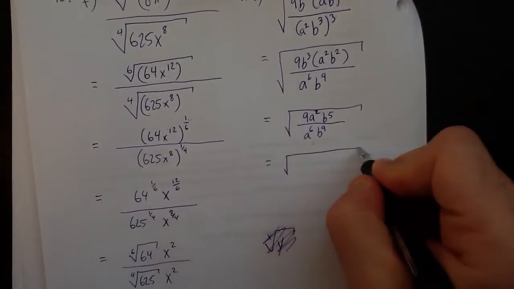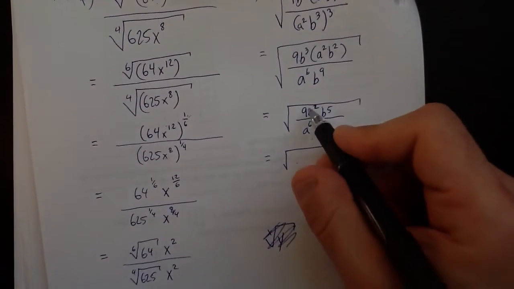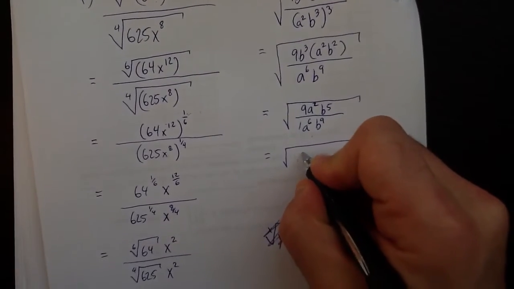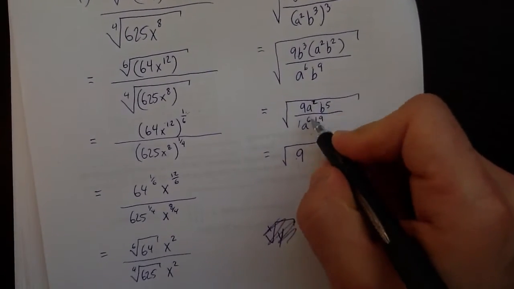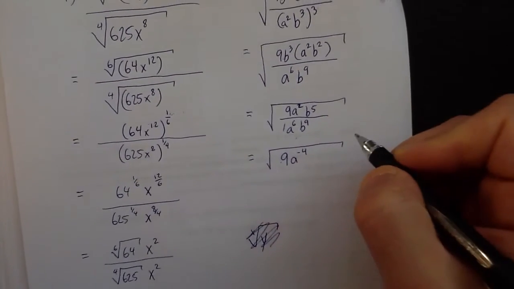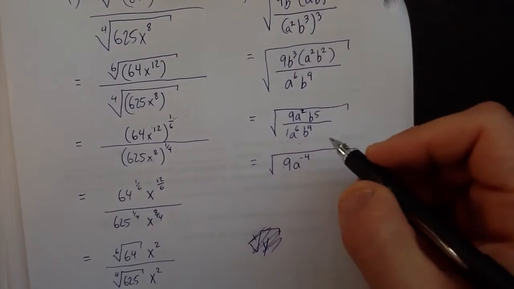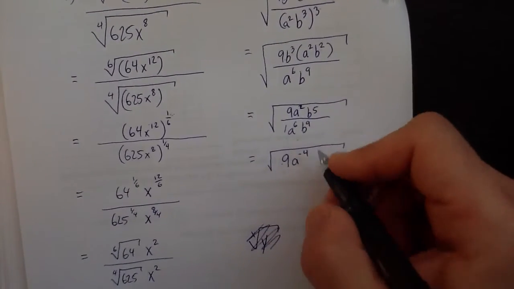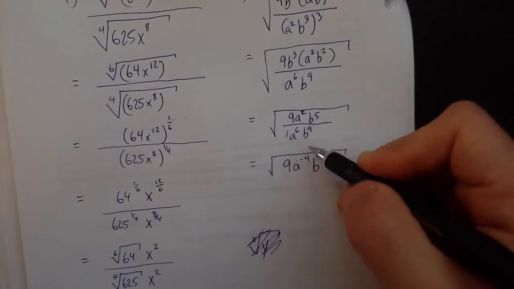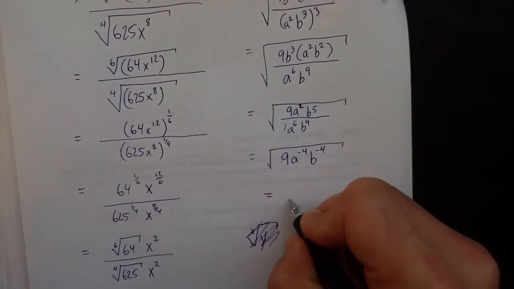Continuing this, this is the square root of, now I'm actually going to do this divided by this. Now this just has a 1 here, so 9 divided by 1 is just 9. A squared divided by a to the power of 6 is a to the power of -4, because that's a division rule, subtract the exponents. And b to the power of 5 divided by b to the power of 9 is b to the power of -4 as well, because that's just a division rule, subtract.